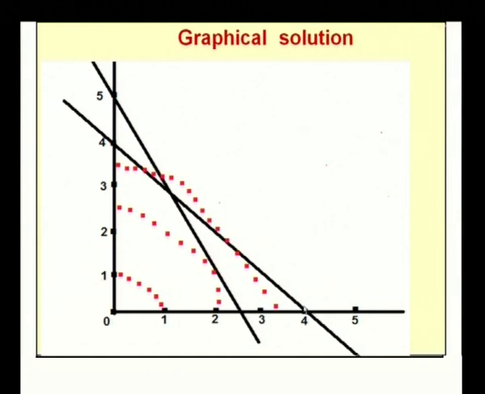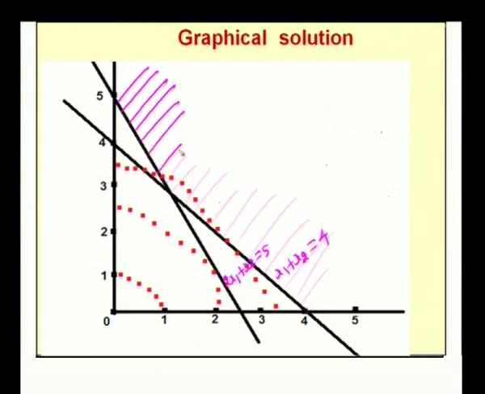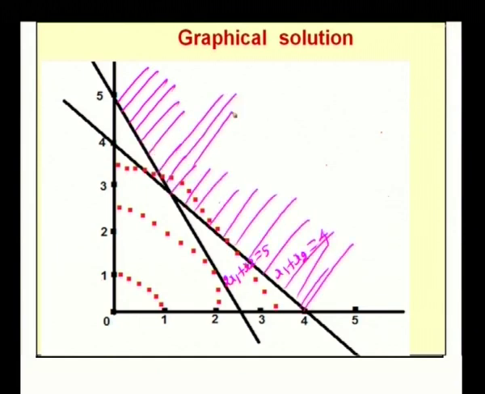Consider this graph. This is the equation x1 plus x2 equal to 4, and this curve is 2x1 plus x2 equal to 5. Now, our feasible region is this one. Denote this point as A, this point of intersection as B, and this as C. So, the region ABC is our feasible region.